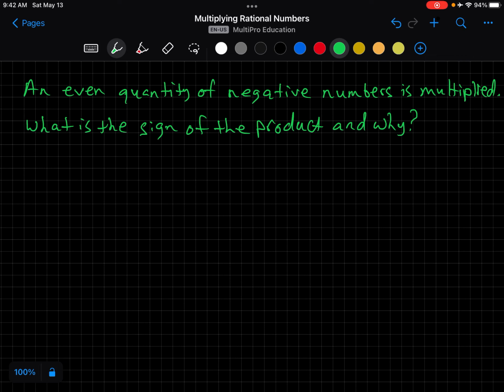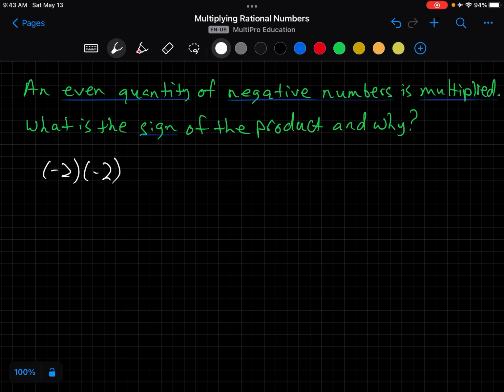Great question. All right, so we're going to have an even quantity. So that's like 2, 4, 6, 8. Okay, and we're going to have negative numbers that are multiplied. Okay, so every number is negative and they're going to be multiplied to each other. We want to know what the final sign is. So let's look at a couple examples. Let's do easy numbers because we want to simplify things, right? We want to make math easy.